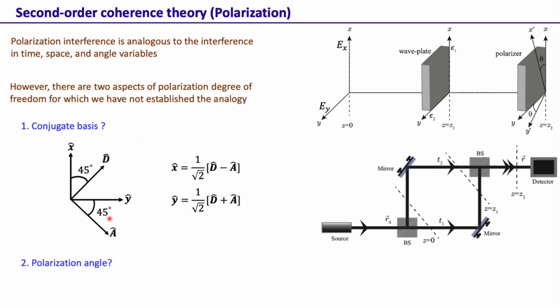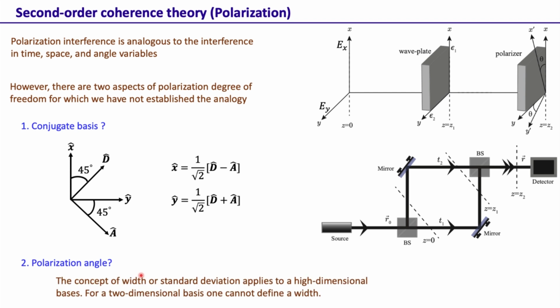Now the other concept we haven't discussed here is, can there be a polarization angle? Just like we had a coherence time and a coherence area, can we have a polarization angle here? The concept of width or standard deviation applies to a high dimensional or infinite dimensional basis. For example, position is an infinite dimensional basis, momentum is an infinite dimensional basis. Even for a very high dimensional or just a discrete basis, one can still define a width. But for a two-dimensional basis, where you just have two numbers, one cannot define a width. So the concept of polarization angle is not applicable here as it is in the case of time and space.